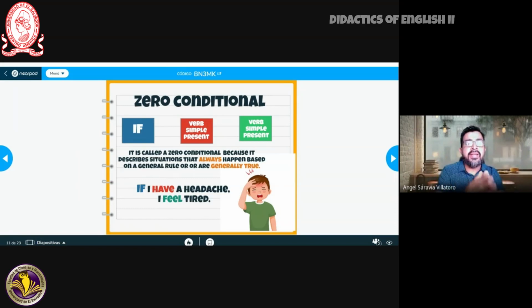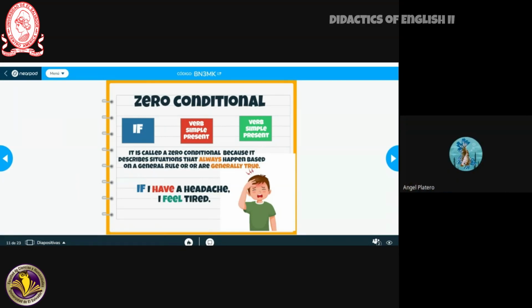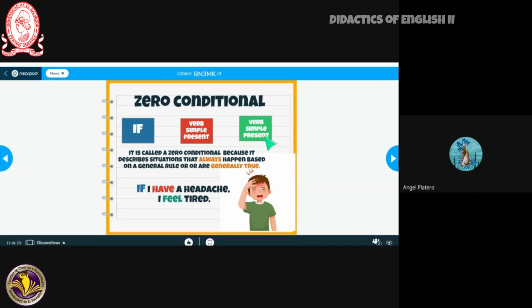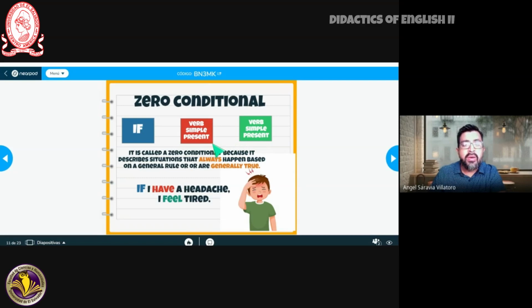If, then in the red color, we have a verb, and that verb has to be in simple present. Remember, guys, that we have a lot of verb tenses, for example the simple past, the past continuous, the past perfect, and so on. But now we're going to use the simple present. Then we need another verb, and that verb has to be in the simple present too. So that's the zero conditional, when we have a condition that is true and always happens.